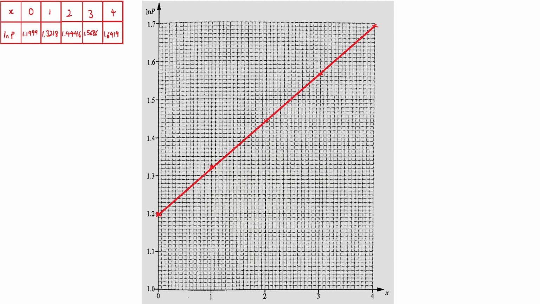Although this part of the question does not require it, you should just quickly label the points you will need to find the gradient later, and also the y-intercept, just to make things easier. The graph plotting is done.